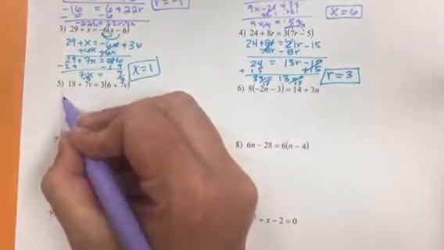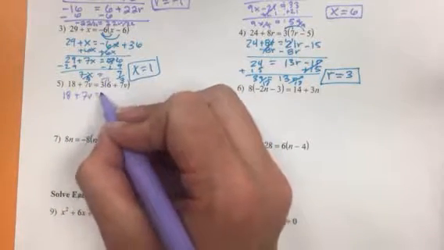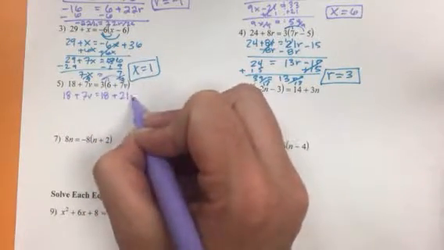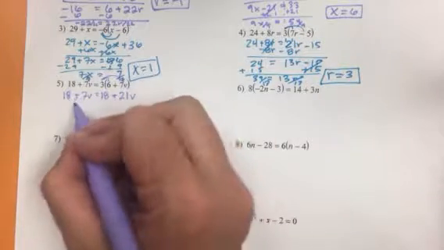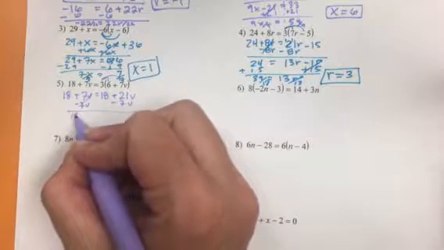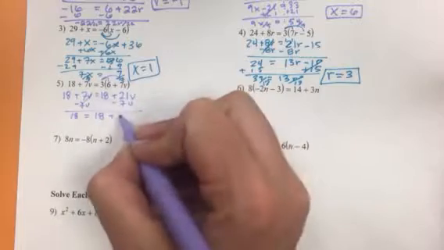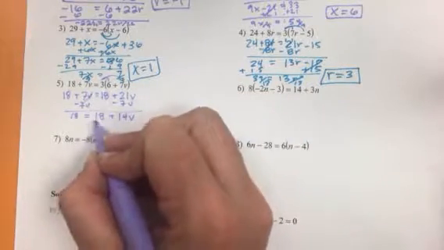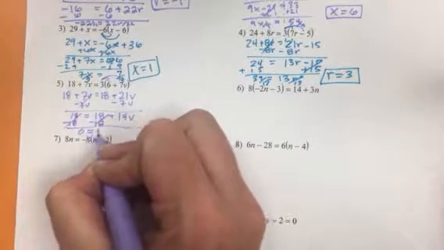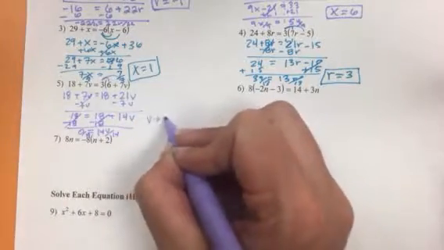Problem 5, I have 18 plus 7v equals 3 times 6 is 18. 3 times 7 is 21 with 1v. The smallest v I'm going to move. 18 equals 18 plus 14v minus 18. Minus 18 cancels out, so 0 equals 14v. Divide by 14, and v is equal to 0.